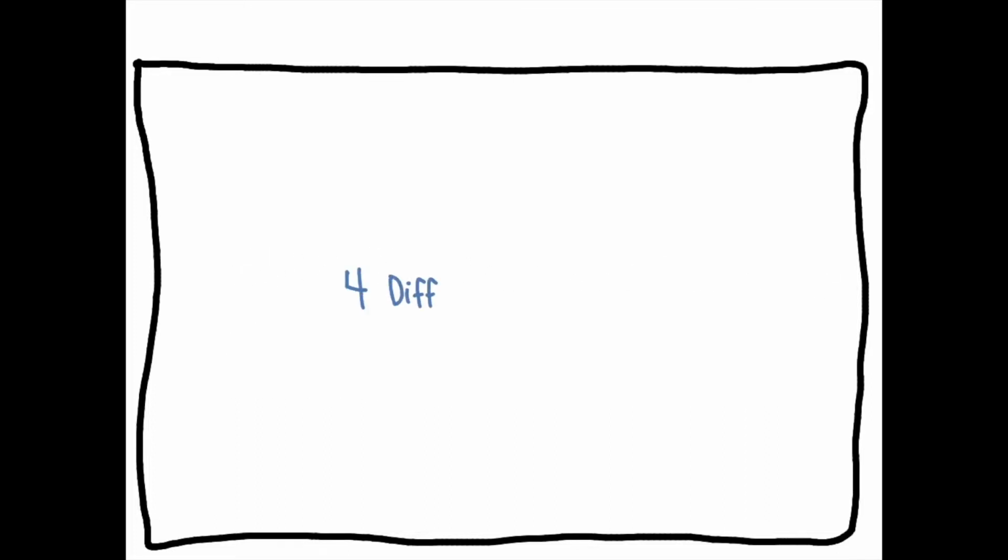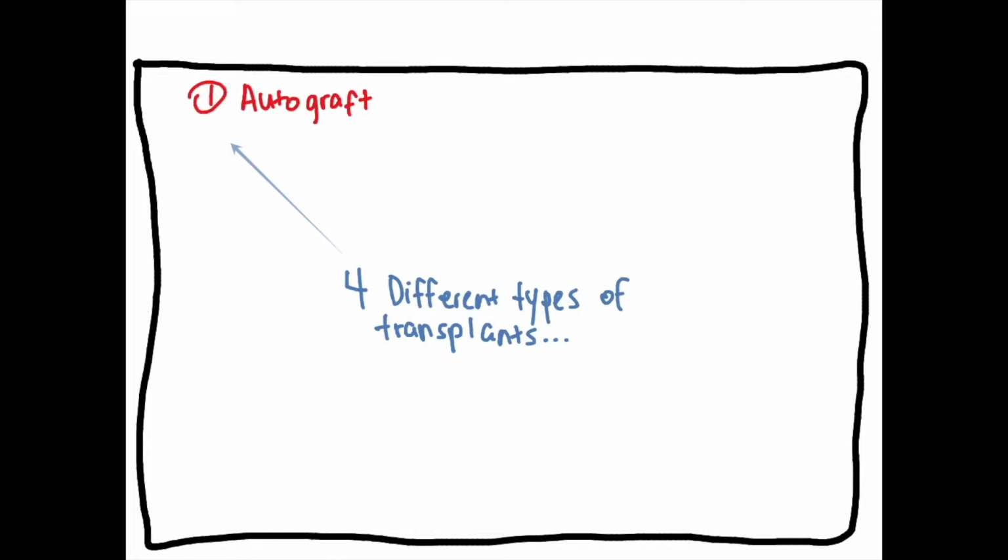There are four main types of transplants. Firstly, there are autograft transplants, where tissue from another part of your body is transplanted or moved to a different part of your own body. An example of this would include grafting your own skin from one part of your body to another to treat burn wounds. This is quite common.